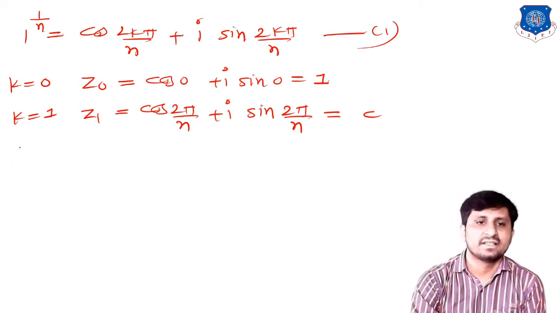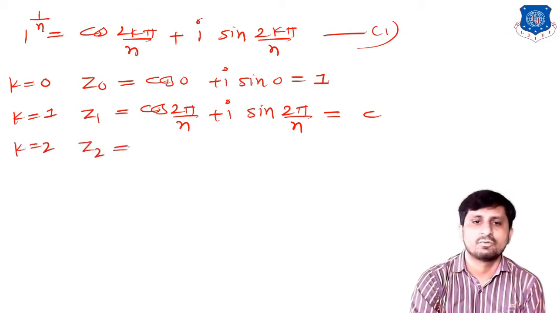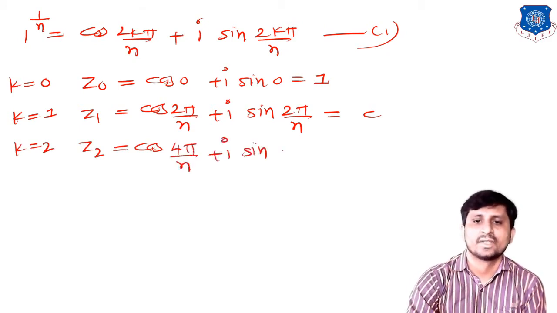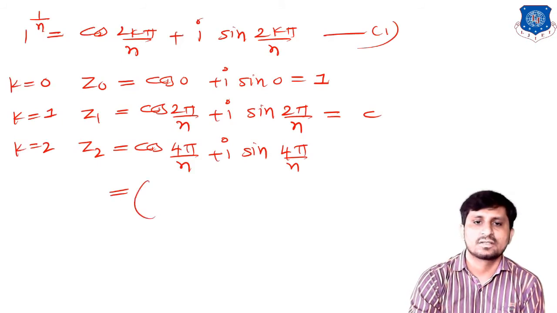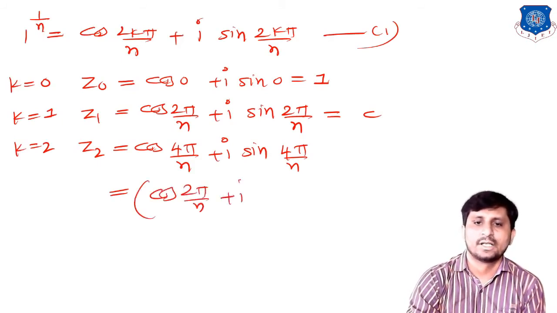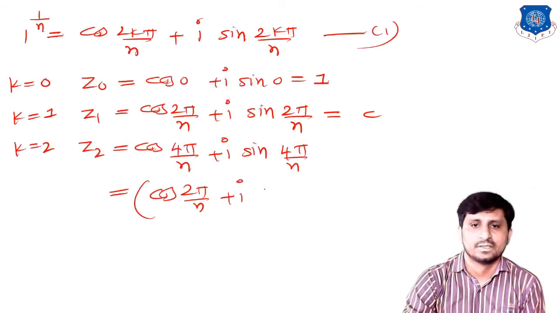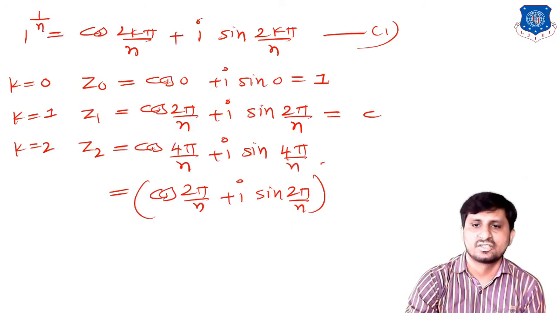Now let's take k is equal to 2. So z2 is equal to cos 4 pi by n plus I sin 4 pi by n, and that can be written as cos 2 pi by n plus I sin 2 pi by n, whole square.